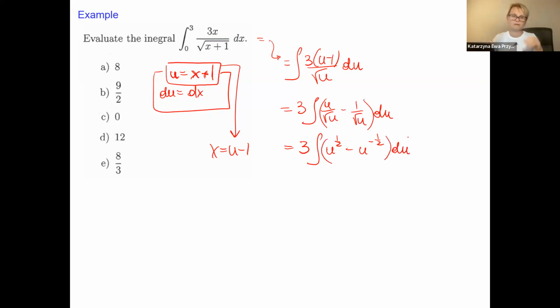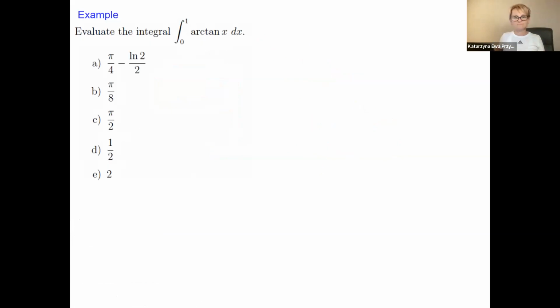And now everybody can use the power rule. Just the new limits. Please tell me, what are the new limits of integration? New bounds. When x was 0, 0 plus 1, 1. When x was 3, 3 plus 1, 4. I mean from 1 to 4, not from 0 to 3. Okay, you can finish this. You can check later. Yes, I know that you will. Okay, too easy.